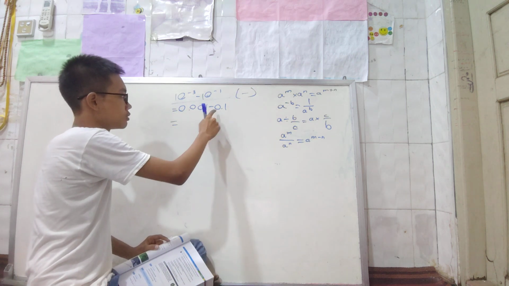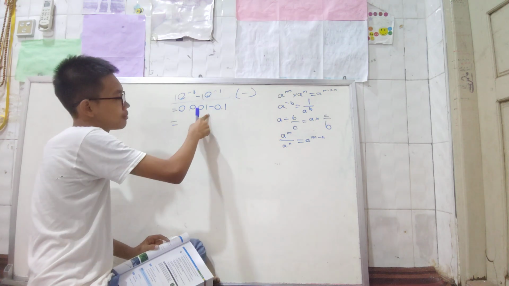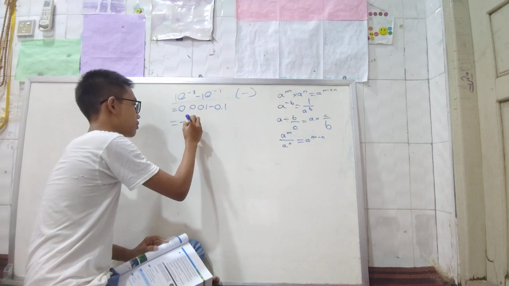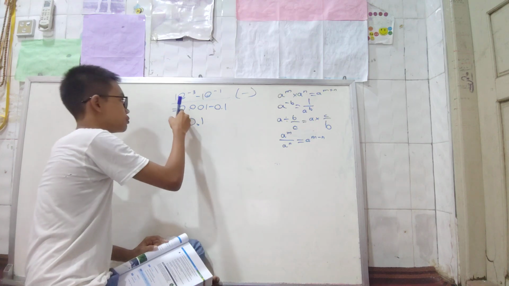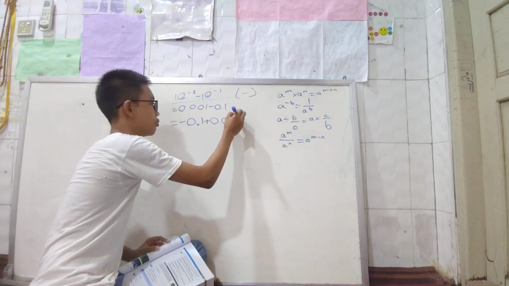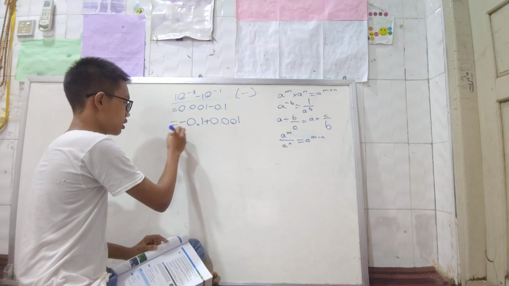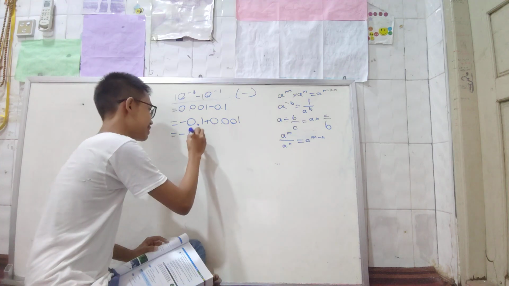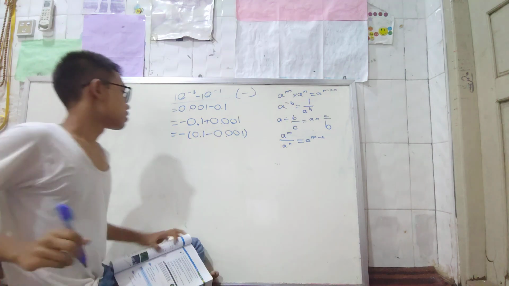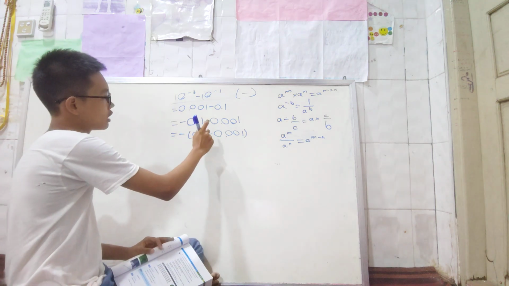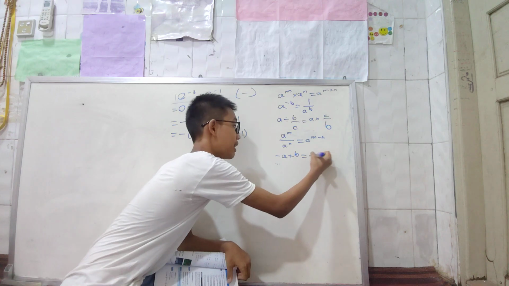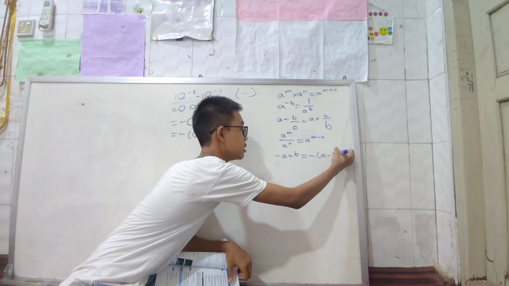So 0.001 minus 0.1. We're going to rearrange it: minus 0.1, this is a positive number, plus 0.001. So we're going to put brackets on it, so minus (0.1 minus 0.001). I have to explain why I did this, because negative a plus b is equal to minus a minus b.